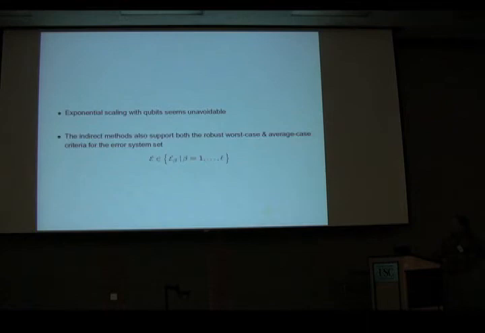A couple of points. Exponential scaling with qubits seems unavoidable, because at least you're dealing with the Hilbert space dimensions. They're 2 to the power of something. So we're not getting rid of that. Don't want to mislead anybody. And both the direct and the indirect methods also support both the worst case and average case designs, although I'll show you results just with the average case.